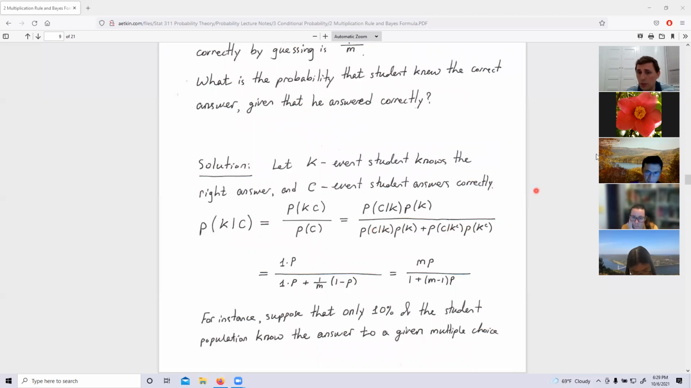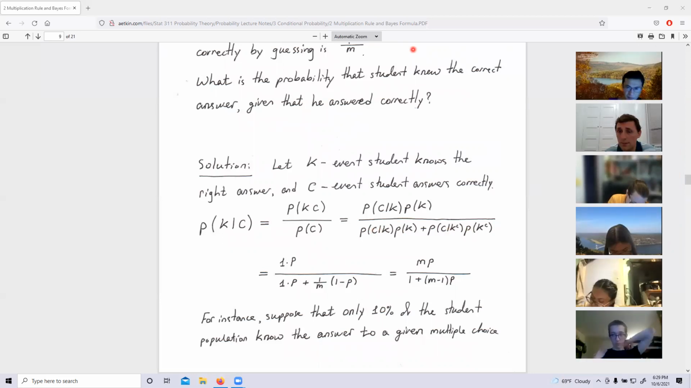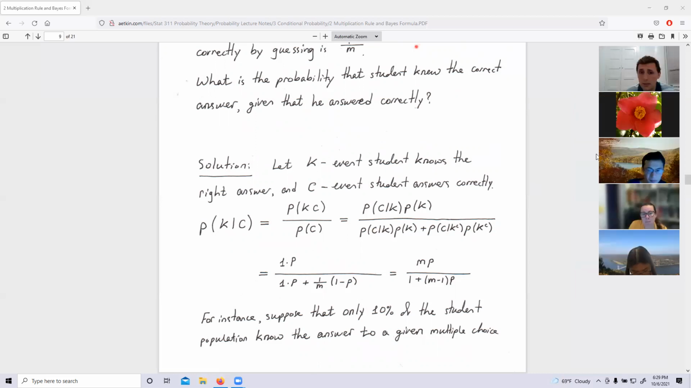I hope you understand how to get the denominator. You agree? Practice it, guys. Make sure you practice it. So this part is the same, and the second part is 1 over m times 1 minus p. Good? So this ratio can also be written as mp divided by 1 plus (m minus 1)p. You can simplify it, multiply everything by m, and that will simplify to this.